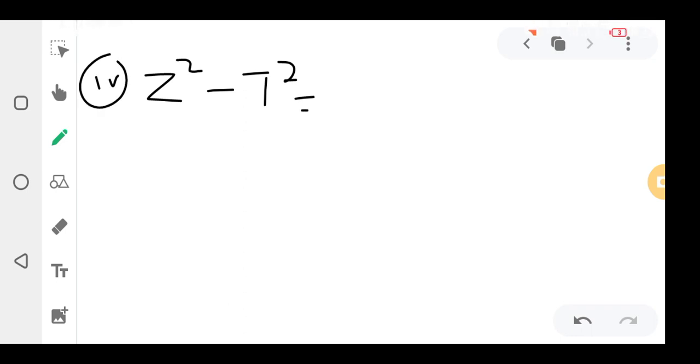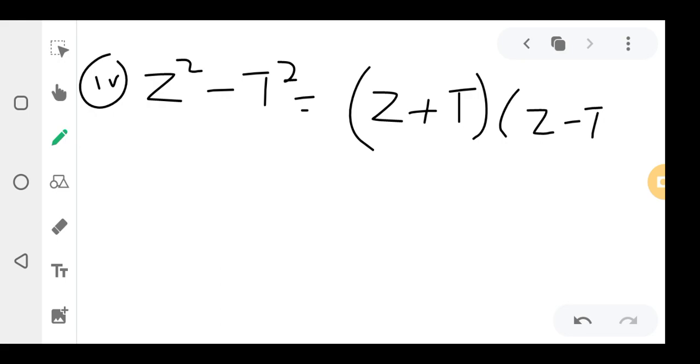So for example, if they give you z squared minus t squared, we are simplifying. This is question 4. The same thing. You pick one z plus one t, again on this other side, one z minus one t. That's how you simplify that. So it applies just like that. Okay. What about if the situation changes?